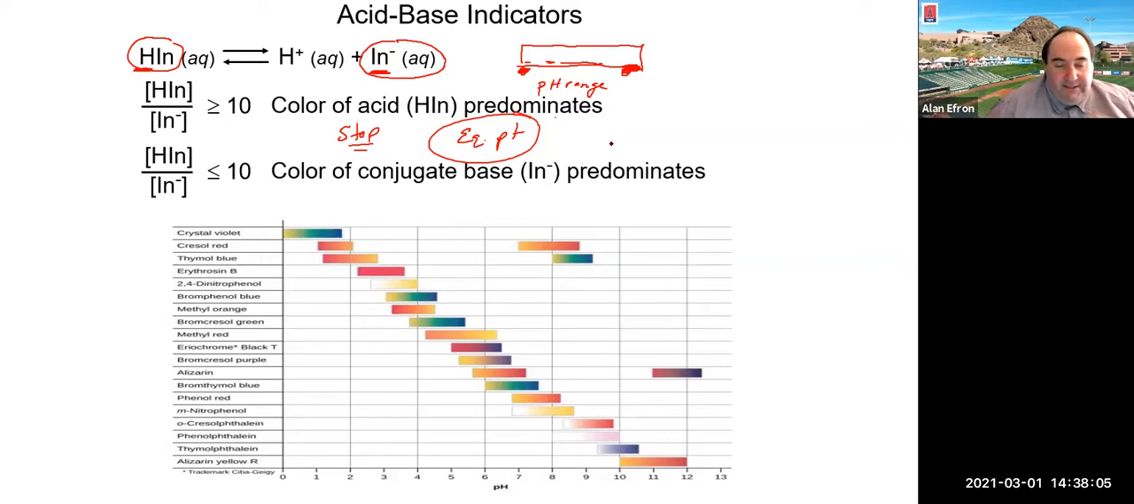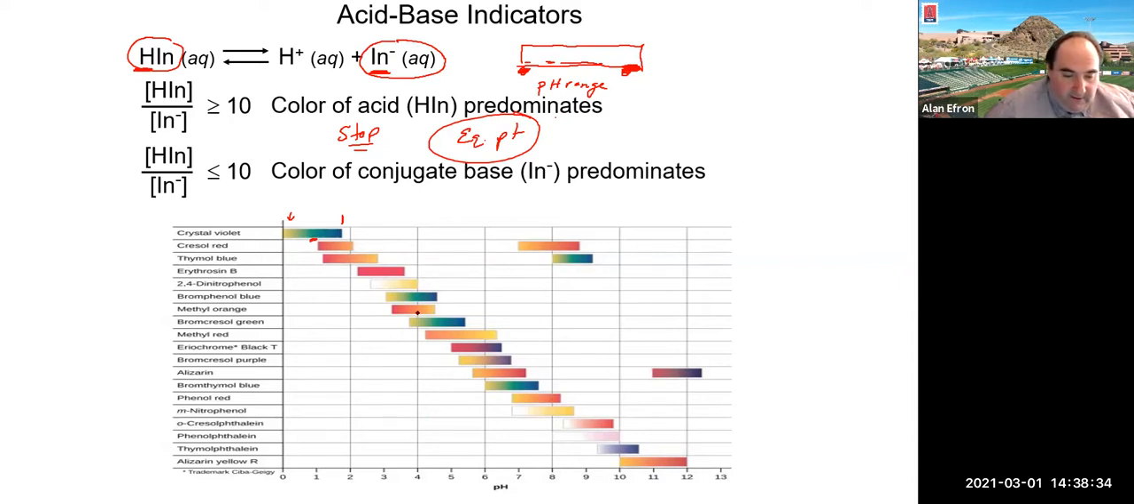So we can see here on this chart, for example, crystal violet works over a pH range of just roughly 0 to 1 point something. And at 1 point something it is more blue, and closer to zero it's a yellow color. So this would be a great choice if we had something with an equivalence point somewhere in this pH range, we'd be able to see that color change occur.